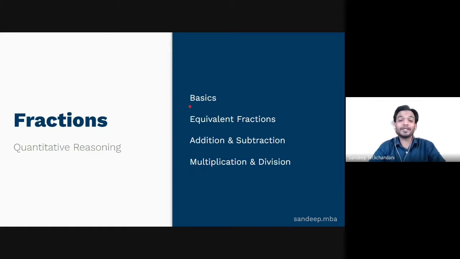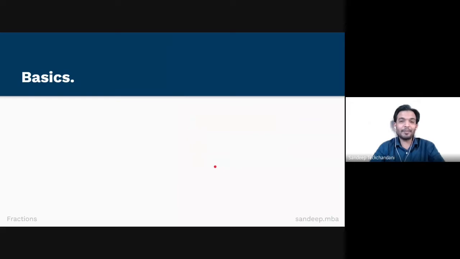So, in this presentation, I'll teach you the basics of fractions. Then we will learn what are equivalent fractions, how to add and subtract fractions, and eventually how to multiply and divide fractions. So let's start with the basics. What are fractions? How do fractions look like? What is the form of a fraction?